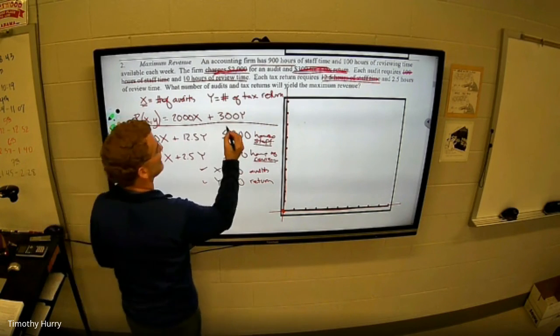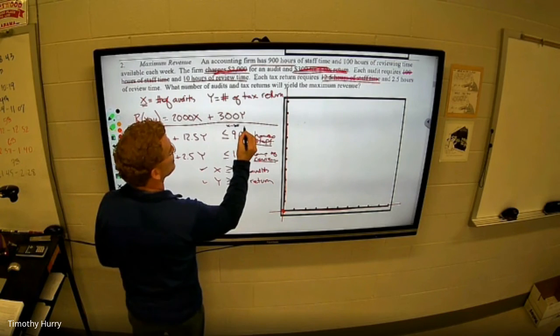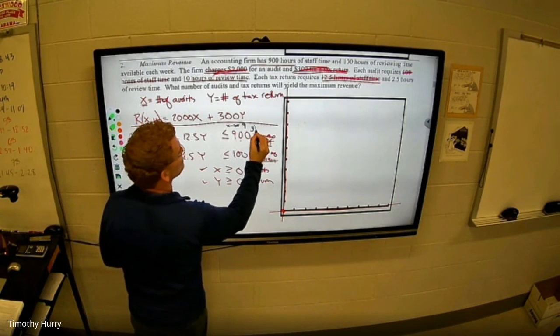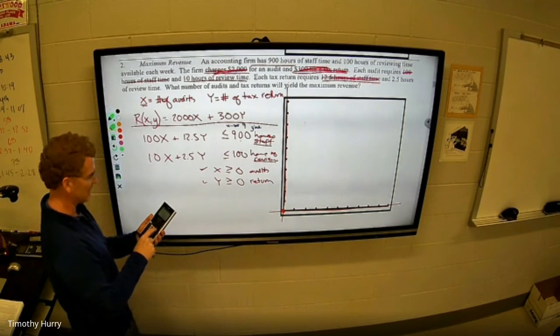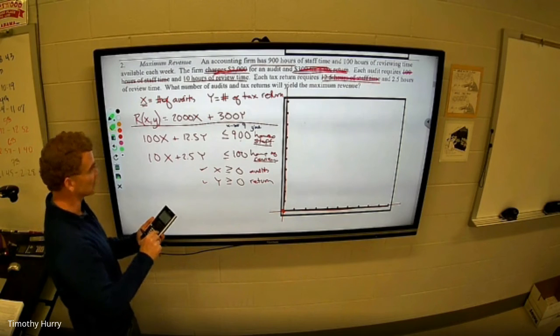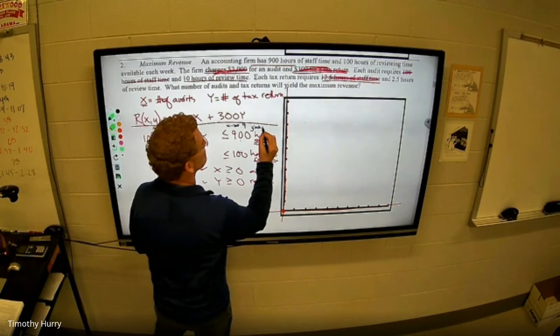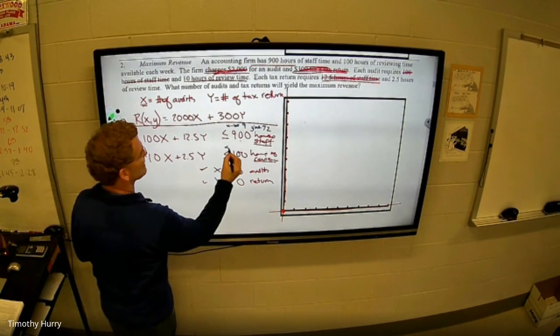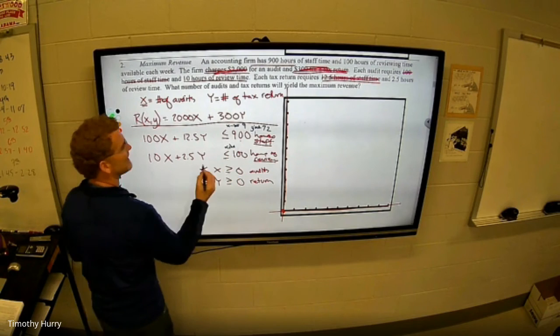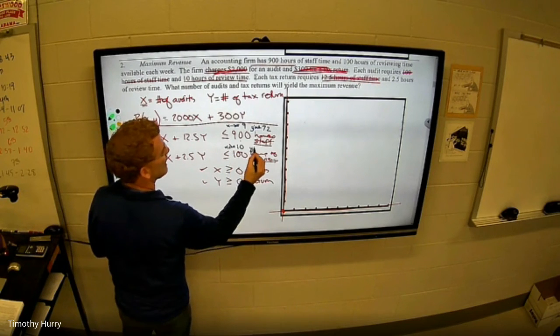I can do that in my head. So my x-intercept was 9. My y-intercept is 900 over 12.5. That's going to be a little bit bigger. Is it 72 even? Okay. And then on the other one, my x-intercept is going to be 10, and my y-intercept is going to be 40.